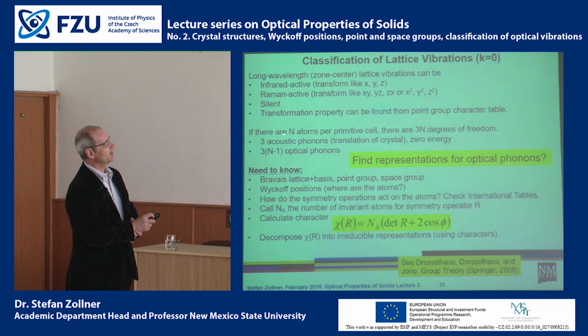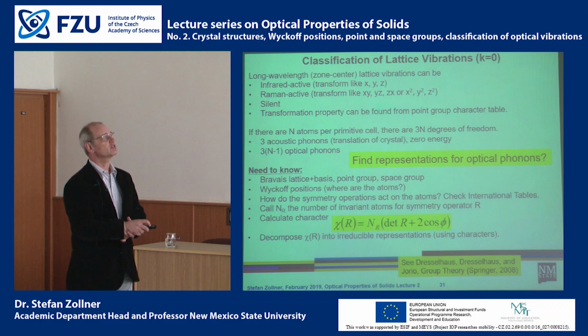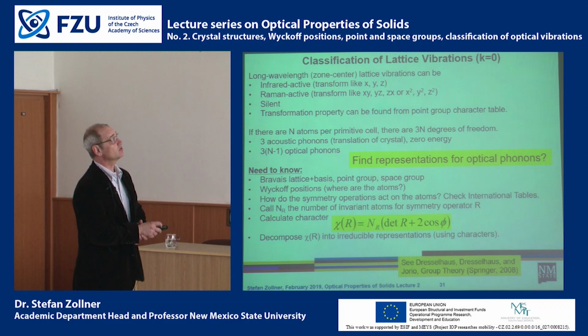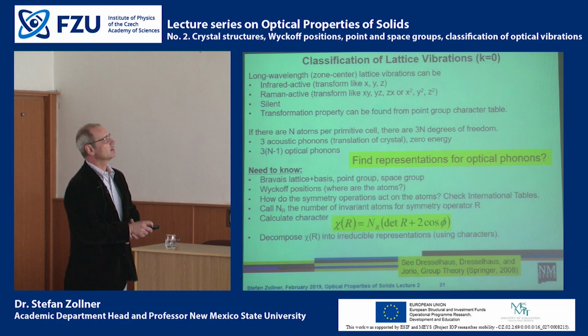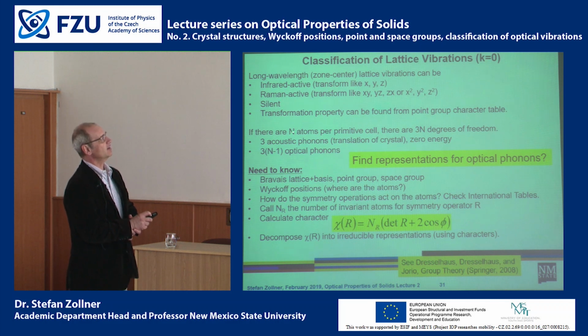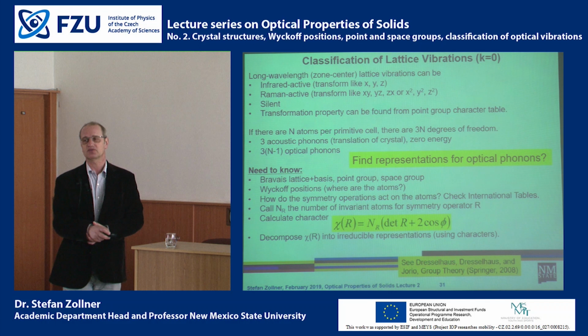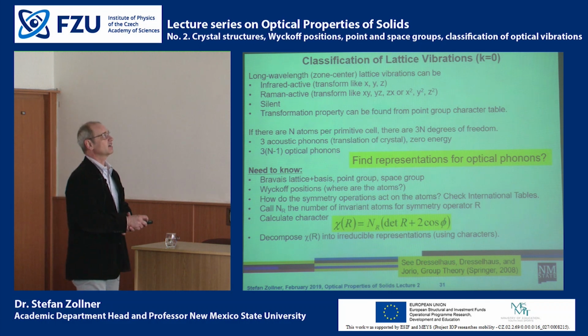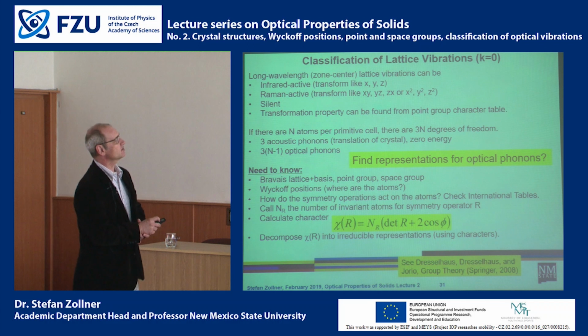So we have n atoms per primitive cell, and therefore this crystal has 3n degrees of freedom. It is much easier to do this analysis in the primitive cell rather than in the conventional cell, because that reduces the number of atoms that we're dealing with. So n atoms per primitive cell gives us 3n degrees of freedom. Three of these degrees of freedom are translational, and those are associated with acoustic phonons. And then there are 3n minus 3 optical phonons. So now we want to find the representations for these optical phonons.